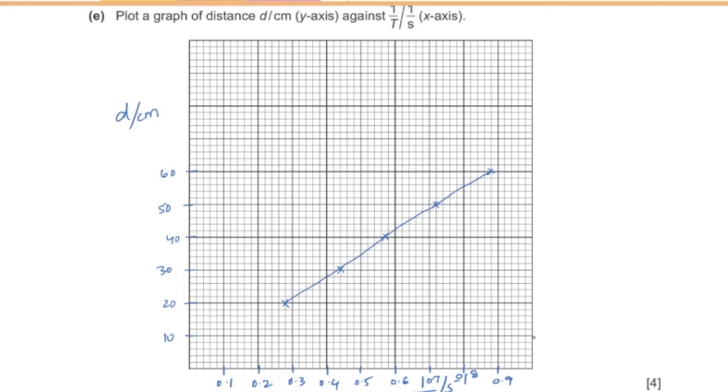Now remember that after labeling your axes, make sure that your plotting occupies at least half of the graph area or grid. Make crosses rather than dots, because crosses will show precision in your graph.